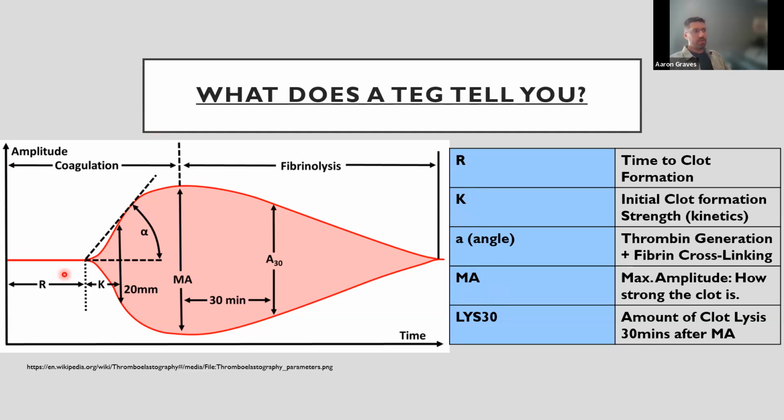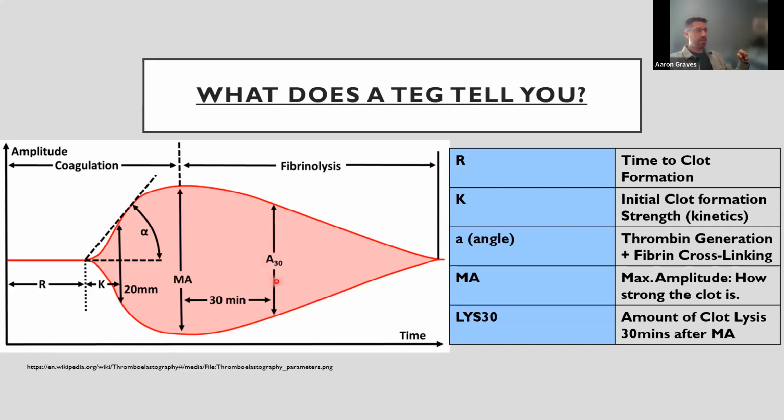So the R time is the time from when the sample begins to oscillate to when the actual clot formation occurs. And then once the clot formation occurs, we have the K value, which is the initial clot formation strength, which is part of the kinetics of the clot. So it's a measurement from start of the clot to a 20 millimeter clot formation. The angle is similar in that it's measuring kinetics, but beyond the 20 millimeter mark. And the maximal amplitude, as it might imply, is how strong the actual clot is overall.